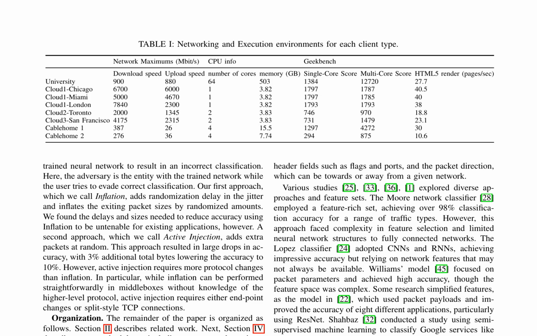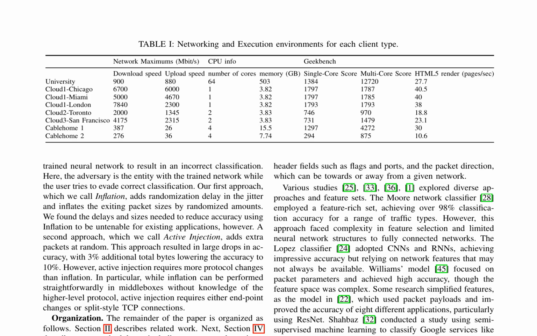Here is the combined summary of pages 3 and 4 of the research paper. The authors present a study on website fingerprinting attacks, which aim to identify the websites a user is visiting based on network traffic patterns. They introduce two approaches to evade these attacks: inflation, which adds randomization delay and inflates packet sizes, and active injection, which adds extra packets at random. However, they find that inflation is not feasible for existing applications, while active injection requires significant protocol changes.